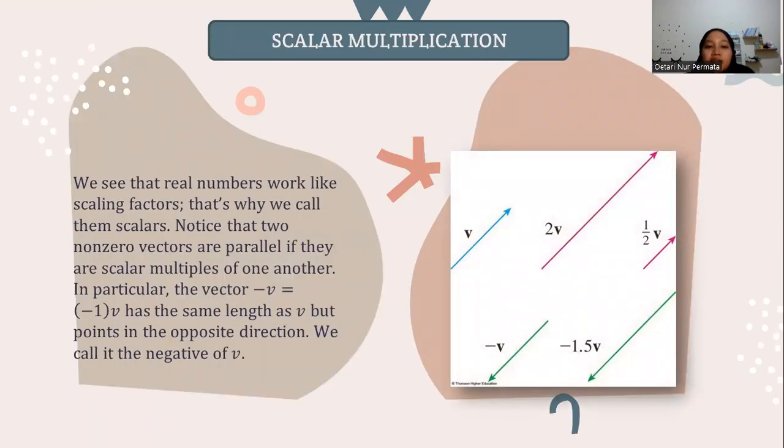We see that real numbers work like scaling vectors. That's why we call them scalars. Notice that two non-zero vectors are parallel if they are scalar multiples of one another. In particular, the vector minus p equals minus 1 times p has the same length as p but points in the opposite direction. We call it the negative of p.